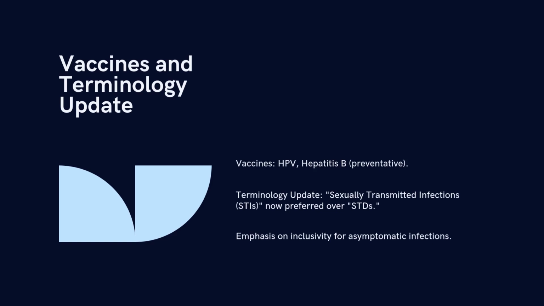So let's talk about vaccines. There are preparations given to people that stimulate their immune response to help prevent certain infections. So for example, we have vaccines for some STDs like HPV and hepatitis B.